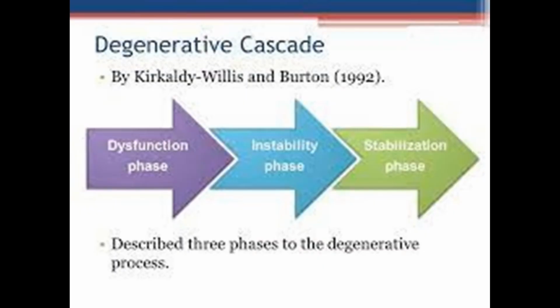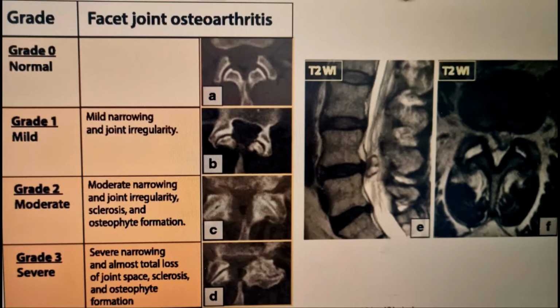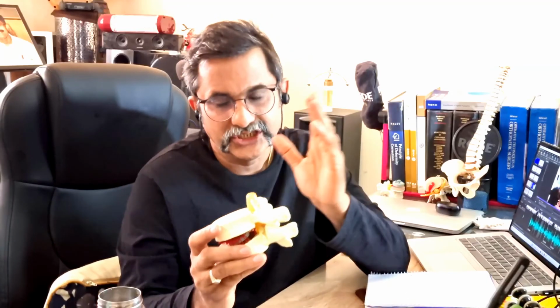The Kirkaldy-Willis degenerative cascade starts with some kind of dysfunction. This dysfunction is stage 1. During stage 1, there will be some changes in the disc, and when there are pressure changes, they irritate the posterior facet joints or zygapophyseal joints. So there will be some swelling, some collection of fluid, synovitis, irritation, and then it may resolve or progress to the next stage of instability.